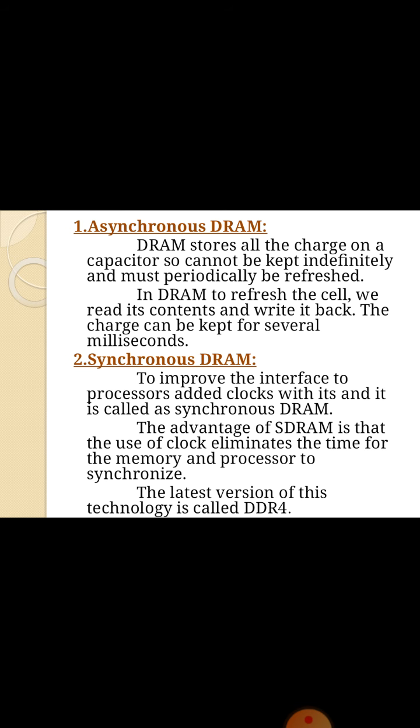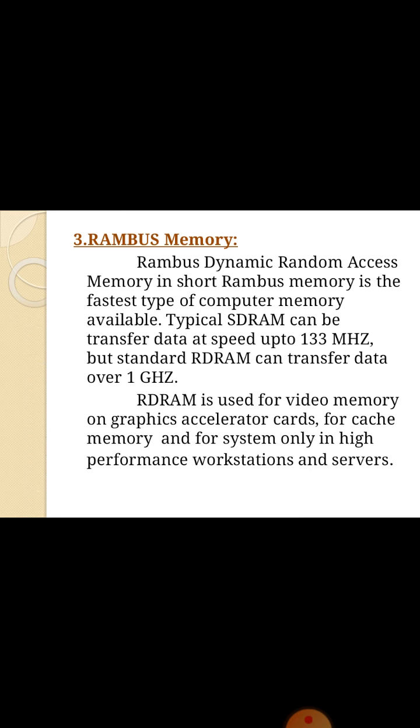Third one, RAM bus memory. It is the fastest type of computer memory. SDRAM can transfer data at speeds up to 133 MHz. RDRAM can transfer data over 1 GHz.